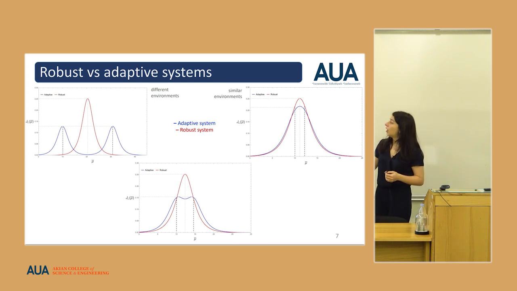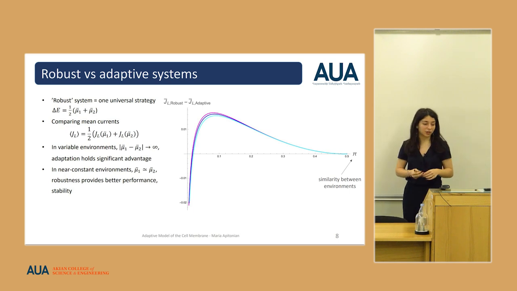As the environments grow more similar, the models are comparable to one another, and the robust system even provides better performance in values between these. Although these are low probability values, it's still a good bonus to have as it provides extra stability. And for sufficiently similar environments, we see that the robust system actually overtakes the adaptive system and provides a better current.